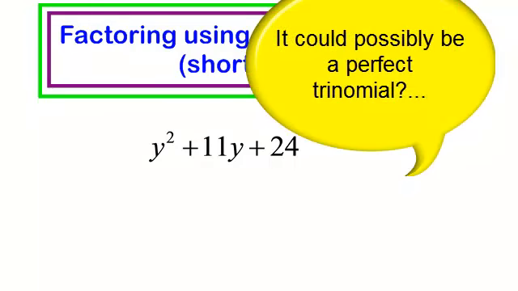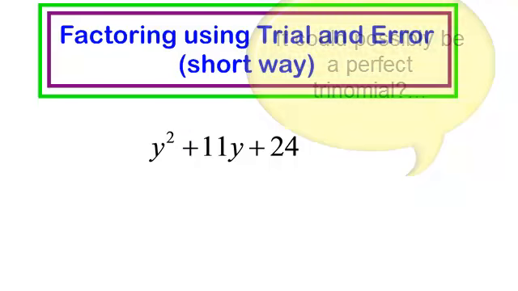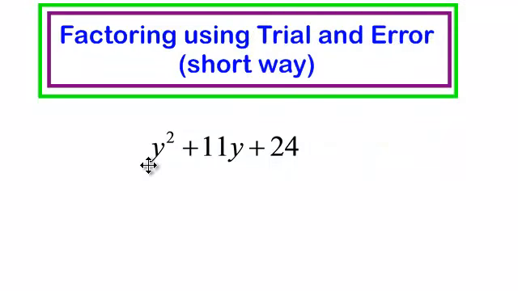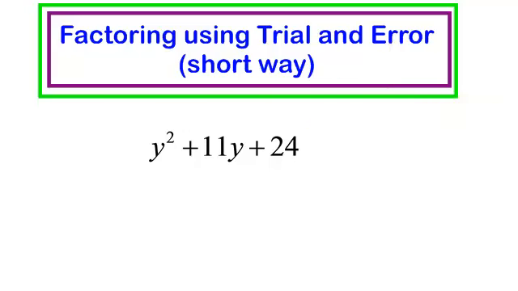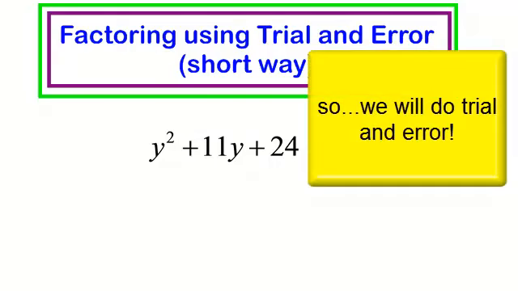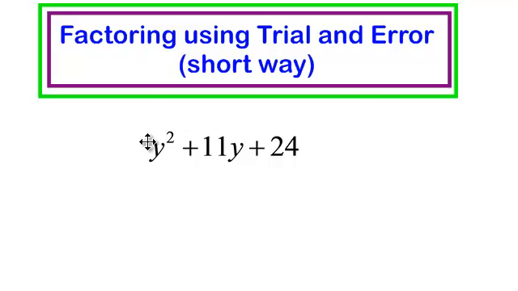It could possibly be a perfect square trinomial, but y squared would have to be perfect. Well, it is, because y times y. But 24 is not a perfect square. So then this is when I get to trial and error. I try something. If it doesn't work, I try something else. The reason I call this the short way is because the coefficient of the squared term is just 1. So that's why I think you could draw your two parentheses and get to work.